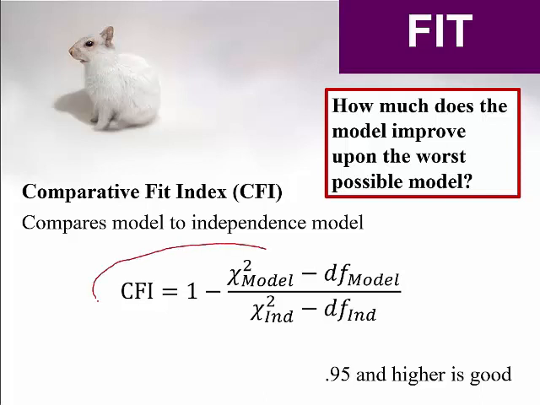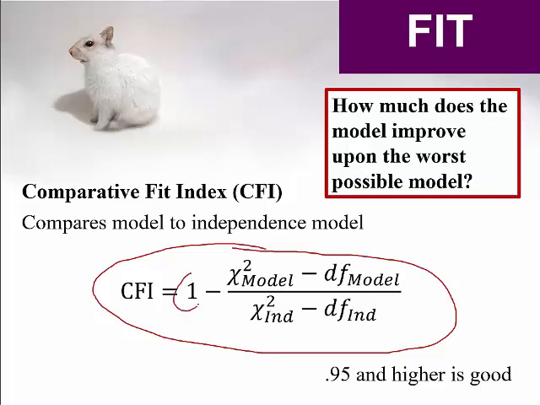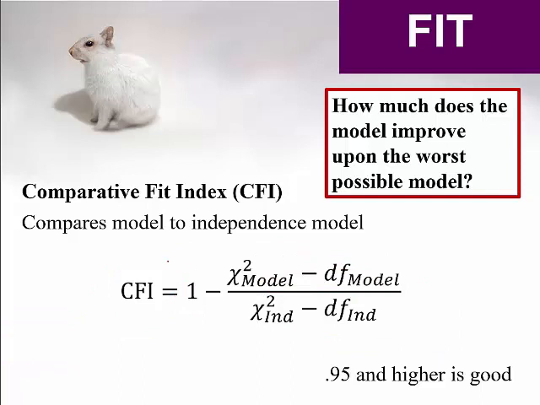And here is the formula for a comparative fit index. We're going to essentially take 1 minus the fit of my hypothesized model divided by the fit of this independence, worst possible model. The important thing to know is that when we plug this formula in to get a comparative fit index, it's going to tell us how much our hypothesized model improves upon the worst possible model. So this is the key thing to know. When we do a comparative fit index, it tells us how much our hypothesized model improves upon the worst possible model in terms of a percentage.